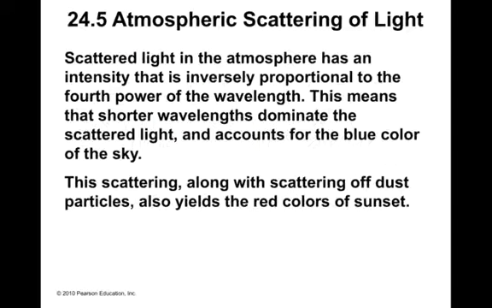And this scattering in the atmosphere has an intensity, and I think we talked about red sky at morning. Scattered light in the atmosphere has an intensity that is inversely proportional to the fourth power of the wavelength. This means that shorter wavelengths dominate the scattered light, which accounts for the blue color. Red wavelengths are longer, so they scatter back and we don't see them, whereas the shorter wavelengths scatter through, so blue gets through.